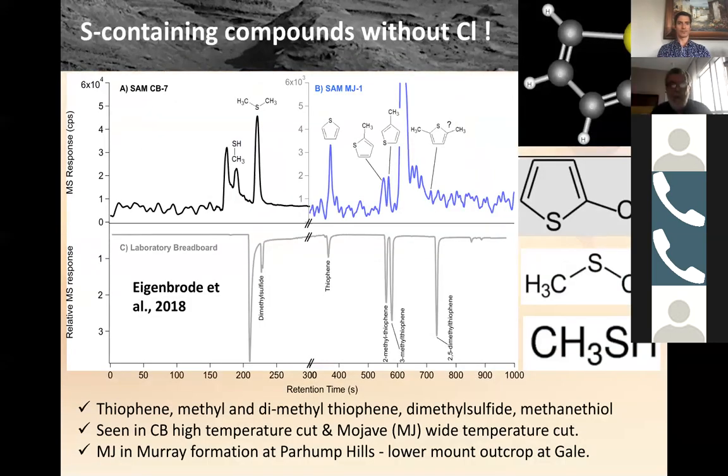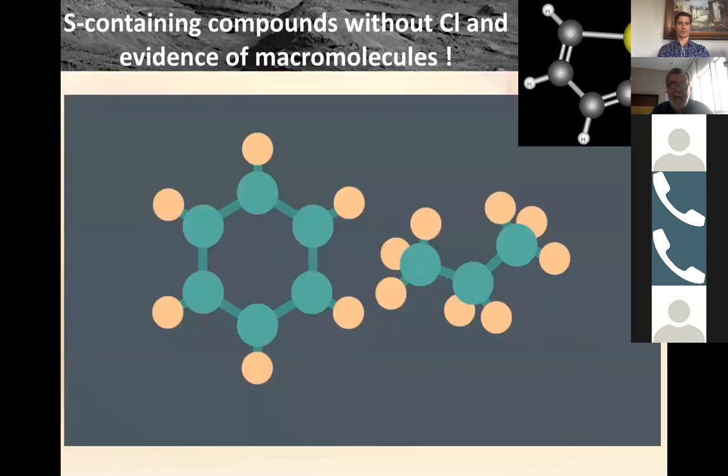Later on in the mission, we found sulfur-containing compounds, and again, the same type of chromatography spectra, time on the horizontal axis, signal on the vertical axis. And what we pulled out of that data was thiophene, methylthiophene, dimethylthiophene, and a few other very simple sulfur-containing molecules.